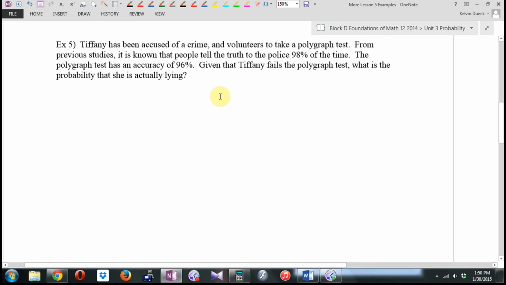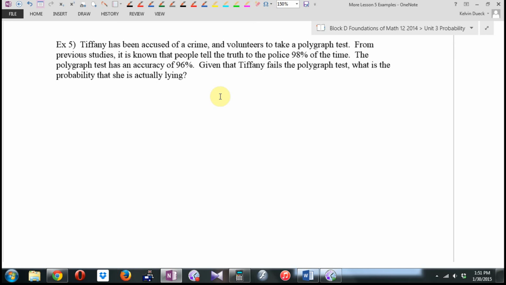Turns out, this is also why you can't use lie detectors in the court of law. So, Tiffany has been accused of a crime, and to clear her name, she volunteers to take a polygraph test. From previous studies, we know that in a polygraph test, people tell the truth 98% of the time. Tiffany fails the test. This test is 96% accurate. Surely that means there's a 96% chance that she's lying, right? By the way, this is why you don't take polygraph tests. There are corporations like the CIA and NSA that use polygraph tests to weed out employees. This is terrible, terrible.